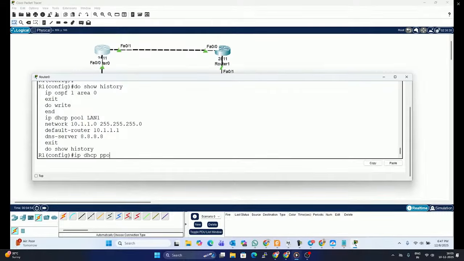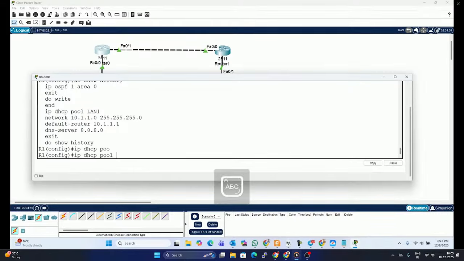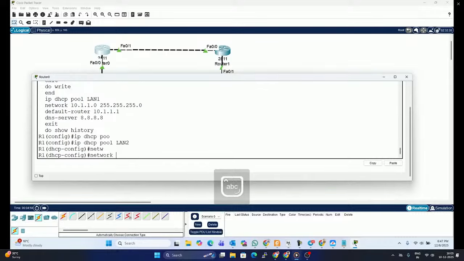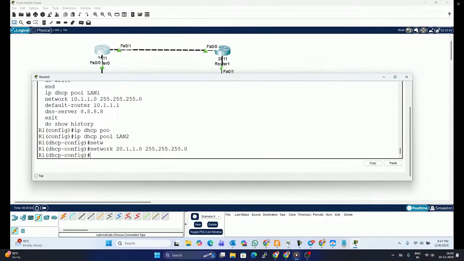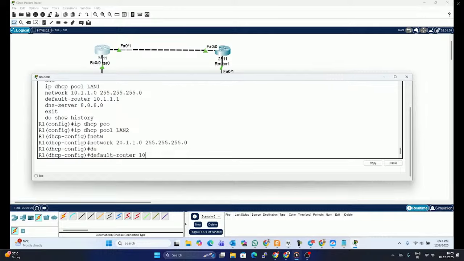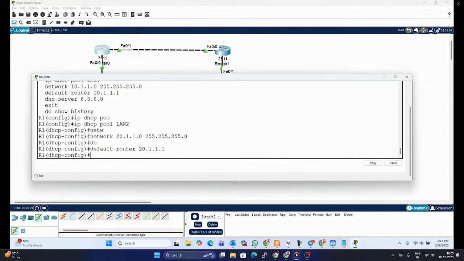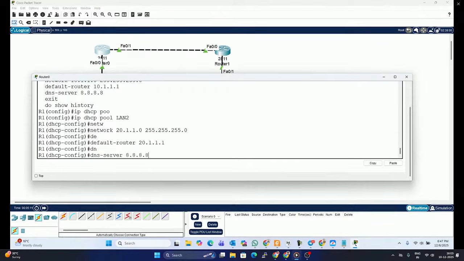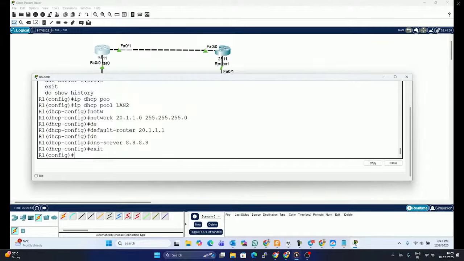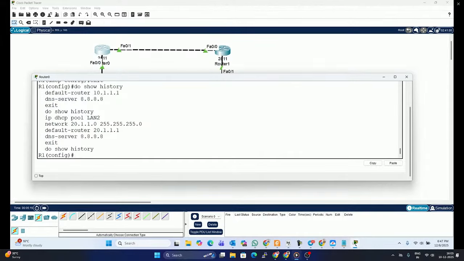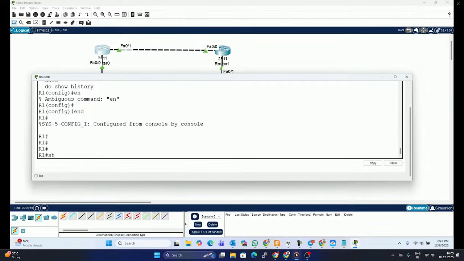Likewise, we'll create ip dhcp pool LAN2 network, 20.1.1.0/24, default-router 20.1.1.1, DNS server 8.8.8.8. Do show history. So we have configured two DHCP pools, and we can also verify it from here.